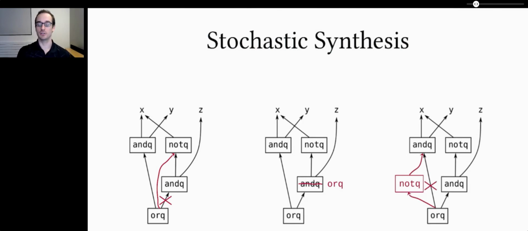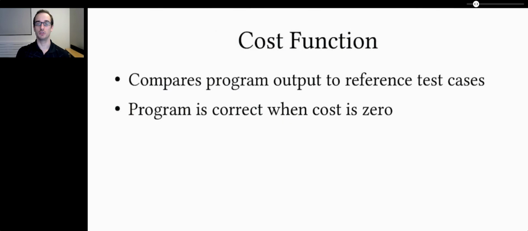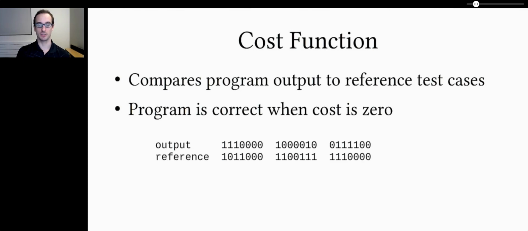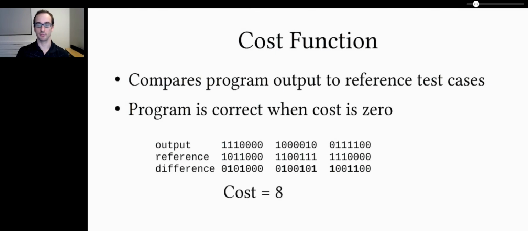In order to guide the search towards a solution, we introduce a cost function, which is a way to compare the program's output to the reference from the test cases. When the cost is 0, the program is correct. For example, we can take the program's output and the reference from the test cases and compute the number of bits that differ between them and use that as the cost.